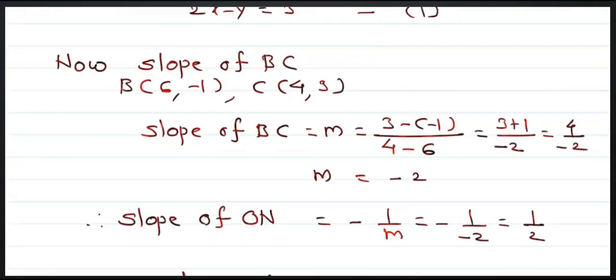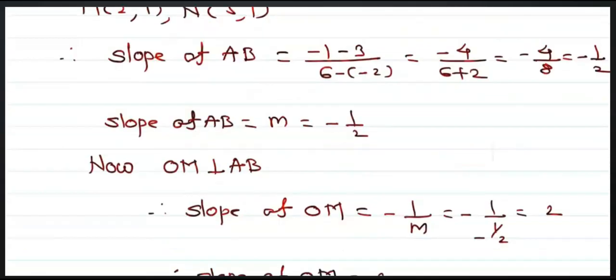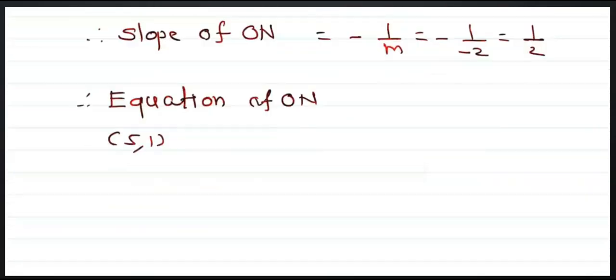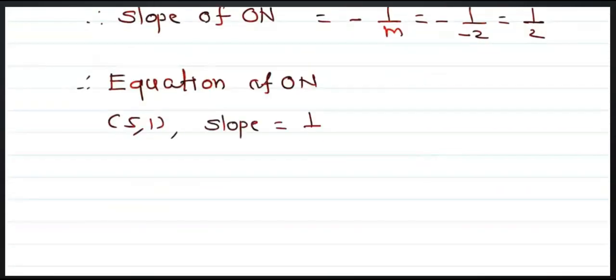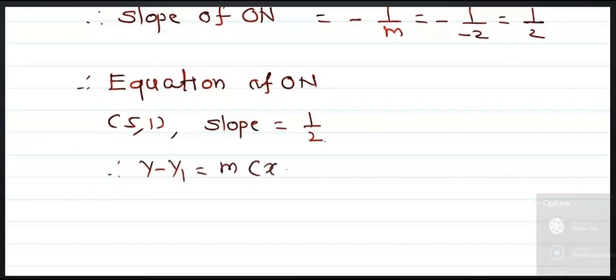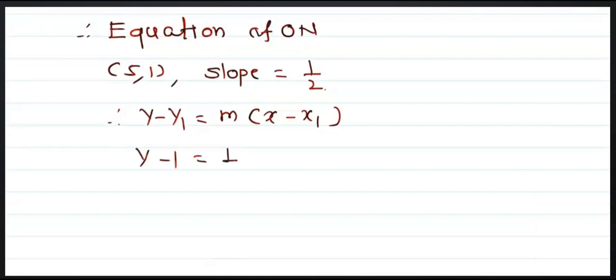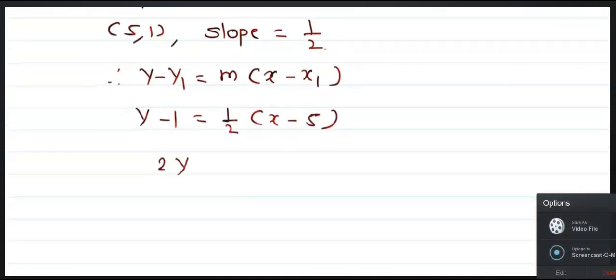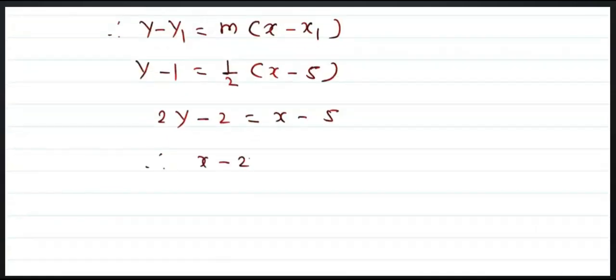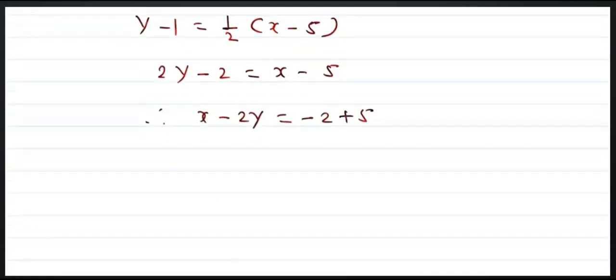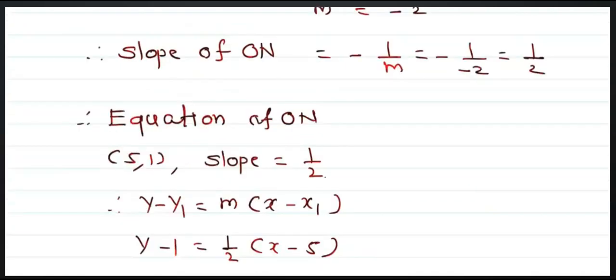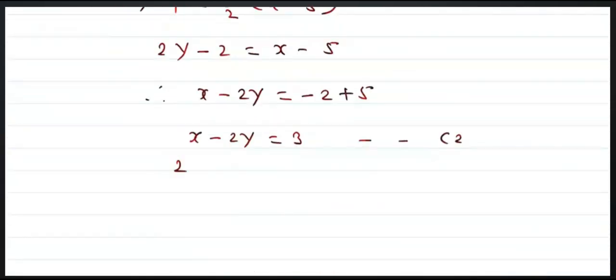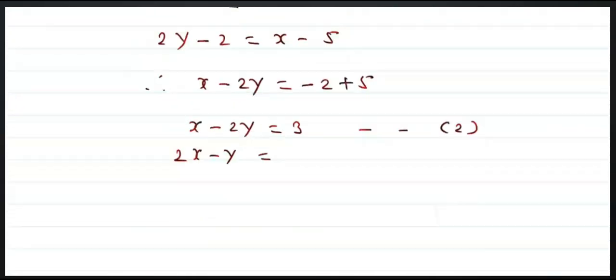Therefore, the equation of ON, the point is (5, 1) and the slope is 1 upon 2. Then y minus y1 equals m in bracket x minus x1. Substitute the values. You will get this. Therefore, simplification. That is equals to, this is equation number 2.